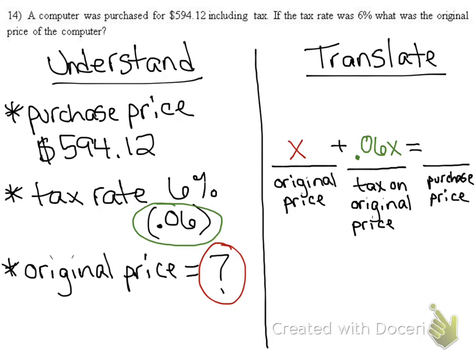In the second blank, in order to find a percent of anything, you have to use multiplication. In this case, we want to know what the tax was on the original price. Since I don't know what the original price was, that means that I have to take 0.06 and multiply it to x, which is what I'm using to represent the original price. And then they gave us a purchase price of $594.12, and so that's going to go into the equation on the other side of my equal sign.